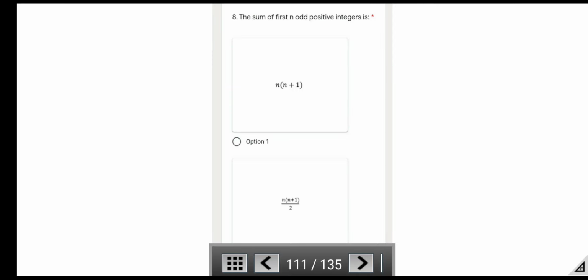Next question, the sum of the first n odd positive integers is given by the formula n square. So n square is the right answer for this question.